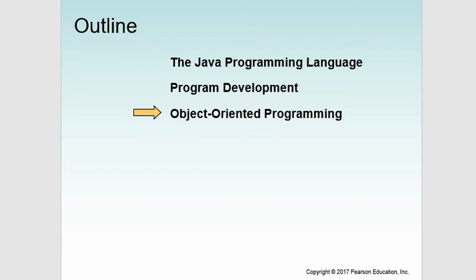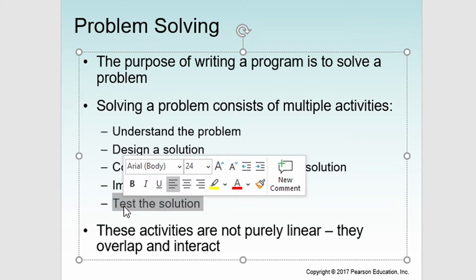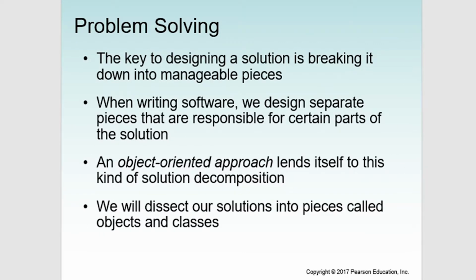Object-oriented programming. The purpose of writing a program is to solve problems. Solving a problem consists of multiple activities. You need to understand the problem, design the solution, consider the alternatives, refine the solution, implement the solution, and test the solution, which of course is important. These activities are not purely linear. They overlap and interact. The key to designing a solution is breaking it down into manageable pieces.